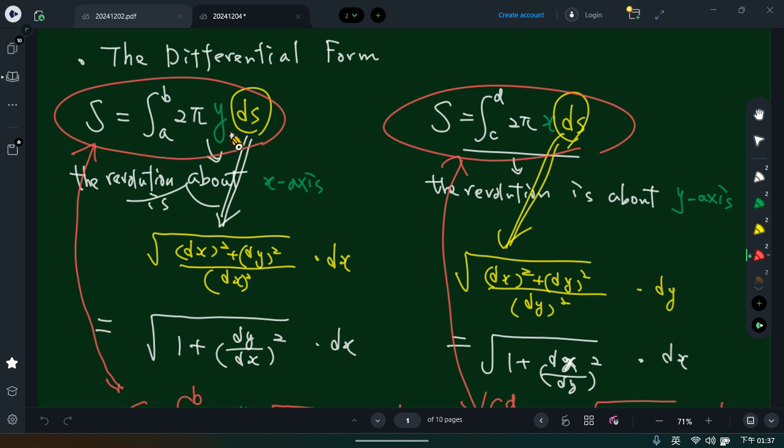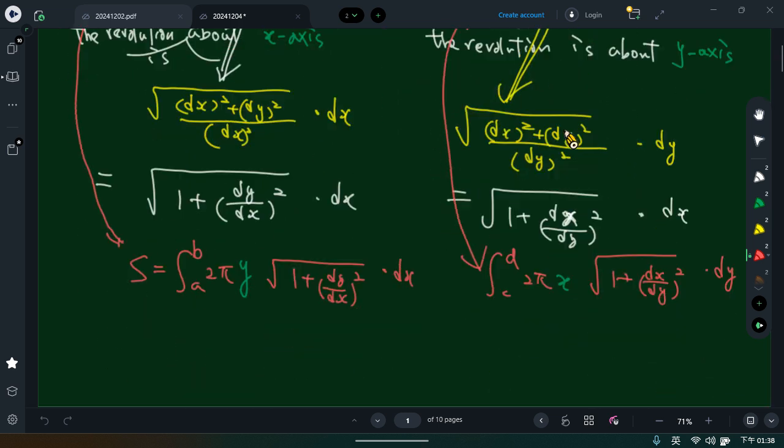If we keep these two in mind, it will become simpler. Why? Because if the revolution is about the x-axis, all you need to memorize is the integral from a to b of 2 pi y ds. If the revolution is about the y-axis, it will be the integral from c to d of 2 pi x ds. So you can see here ds, here is ds. So you don't need to memorize too much. All you need to remember is that if the revolution is about the x-axis, here should be y. If the revolution is about the y-axis, here should be x.